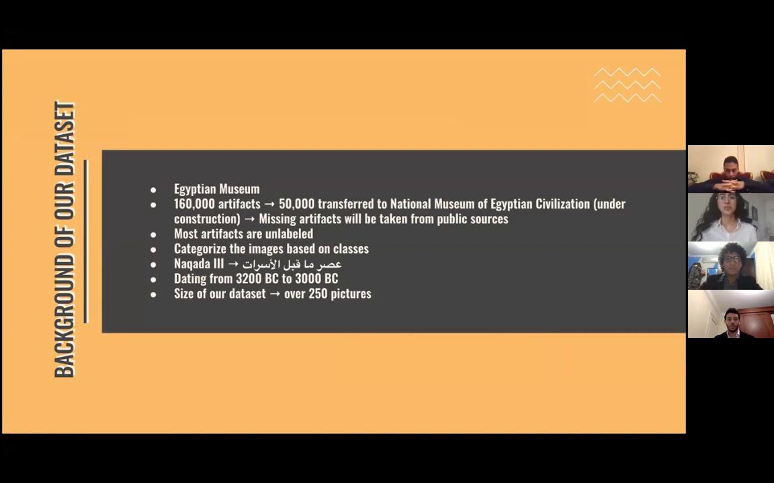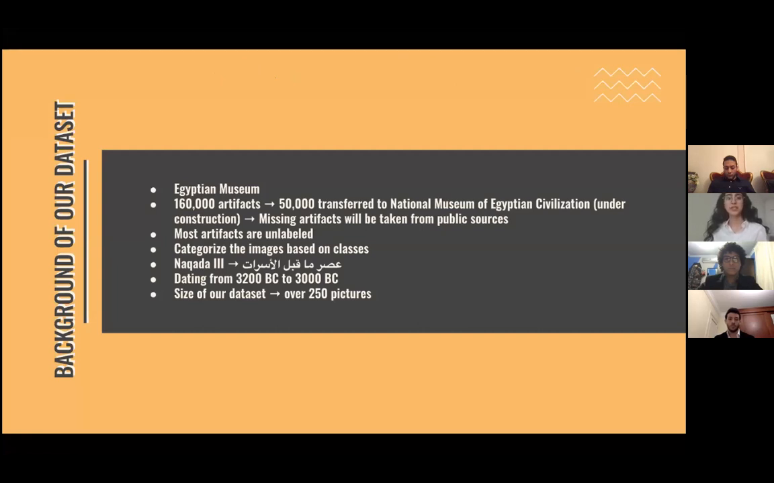We took the images of our data set from the Egyptian Museum. This museum has over 160,000 artifacts, and they date from the Naqada III period, which in Arabic is called Asr Maqabr al-Usrat. And it's from 3200 BC to 3000 BC.